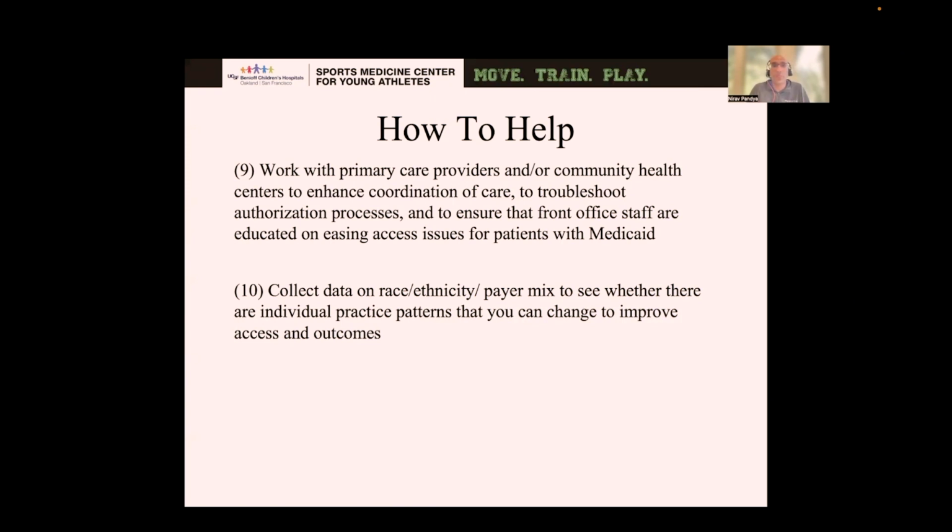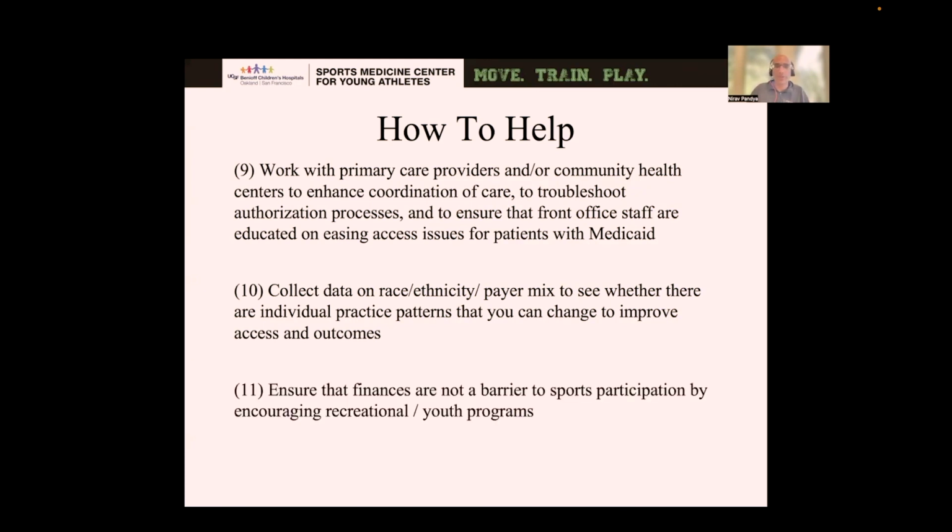And important from a research standpoint, collect data on race, ethnicity, and payer mix to see whether there are individual practice patterns that you can change to improve access and outcomes.